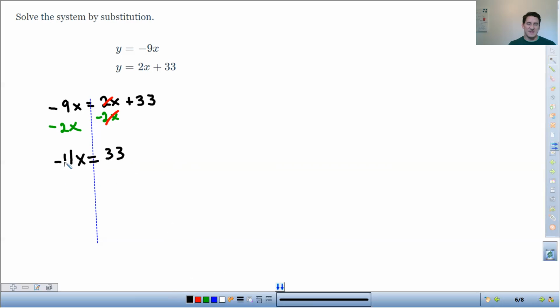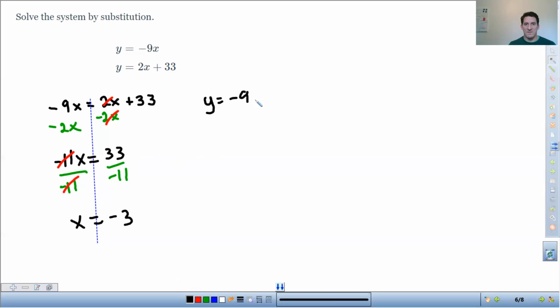Last step, since this is negative 11 times x, the opposite of multiplying is dividing. So you're going to divide both sides by negative 11. Negative 11 times x divided by negative 11 cancels out. So I get x is equal to 33 divided by negative 11, which is negative 3. Right? I need to put the negative 3 either into the x here or the x here. It doesn't matter. You'll get the same answer either way. I'll use the top one because that'll be less work.